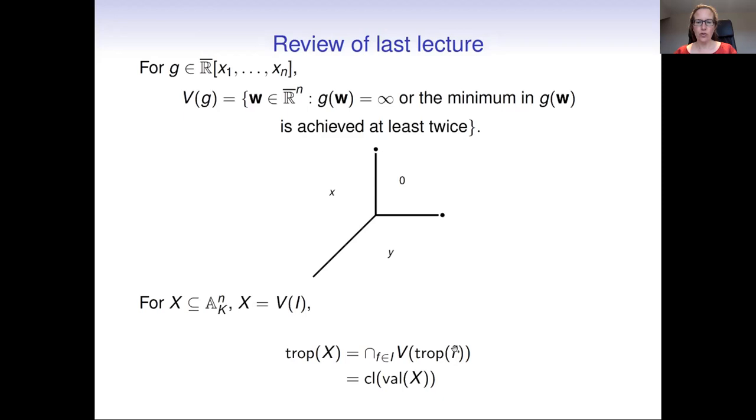Okay, but then we could also tropicalize a variety by tropicalizing the actual points. And that was the punchline last time, the fundamental theorem, which said that this definition also equals the closure of the valuation of X. That means take your points in X, apply valuation coordinate-wise, so you get a point in R bar to the n, do that for every point in the variety, and then take the closure.